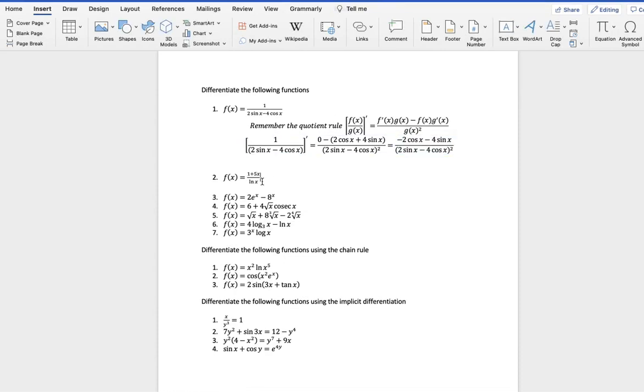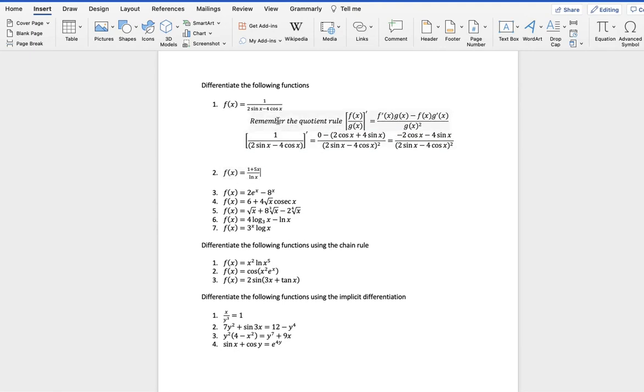Okay, so for the second one, it's basically the same as the first one, quotient rule, right? So for the sake of avoiding repeating the same thing, I'll just leave you guys to do this one because this one is easily done based on what we did for the first one.